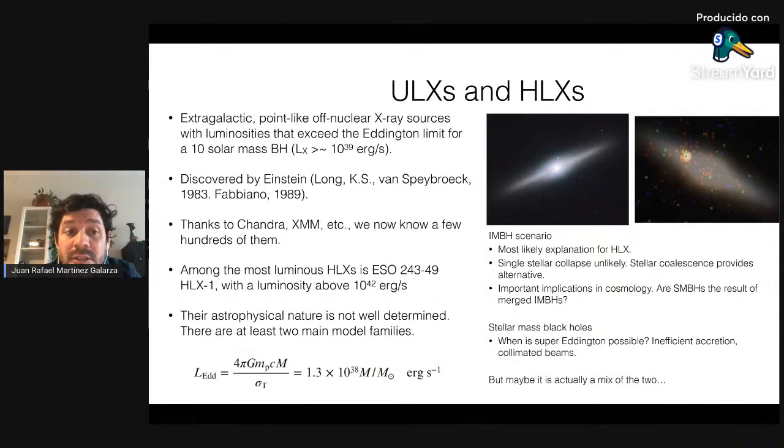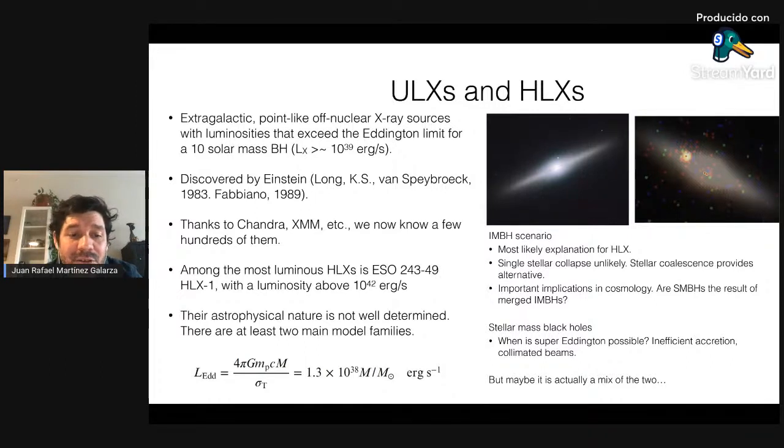These objects were first discovered by the Einstein satellite. If you remember, in the first lecture I talked about Einstein, it was the first imaging telescope in X-rays, and it was the first one to focus these very luminous objects. But now, thanks to Chandra and also XMM-Newton and many other interesting X-ray missions, we know at least a few hundred of these ULXs and HLXs. And they're a very interesting set of objects because their physical properties are actually very hard to infer.